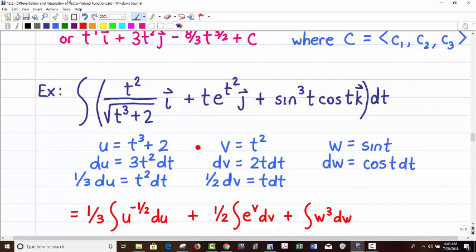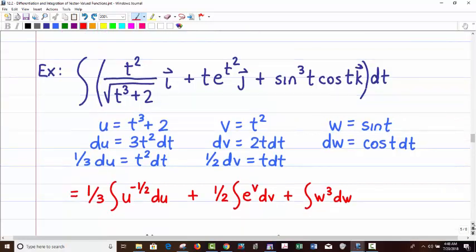But I didn't want them to be all u's, so I didn't want to confuse the reader. So I gave them different substitution letters for each variable. But if a student wrote them all as u's, that certainly wouldn't confuse me as the instructor, and it wouldn't be a problem for me. I just thought it was a little easier to do this way. So this one I'm letting u be t cubed plus 2. So du will be 3t squared dt. So 1/3 du equals t squared dt.